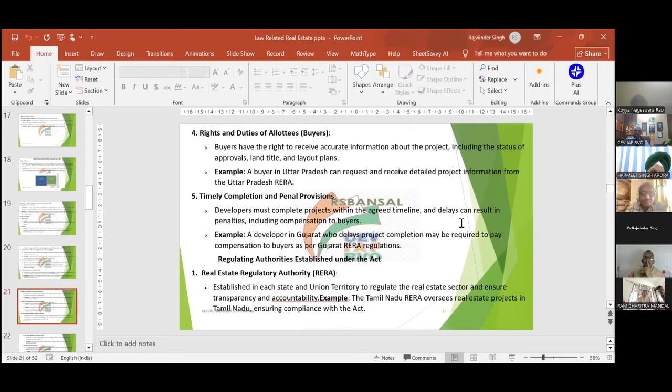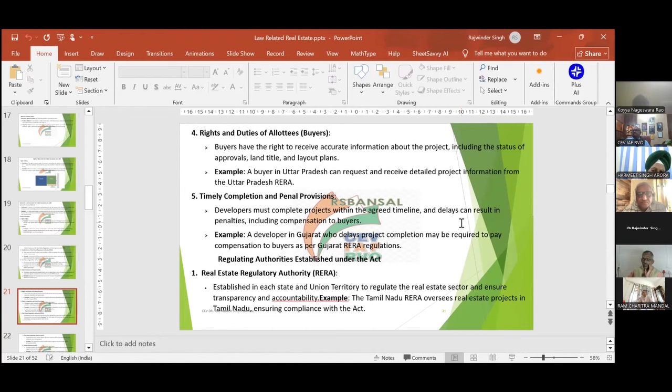Then rights and duties of allottees. What are the rights and duties of the buyers? Buyers must receive accurate information about the project, including the status of approvals, land title, and layout plans. For example, a buyer in Uttar Pradesh can request and receive detailed project information from the Uttar Pradesh RERA.